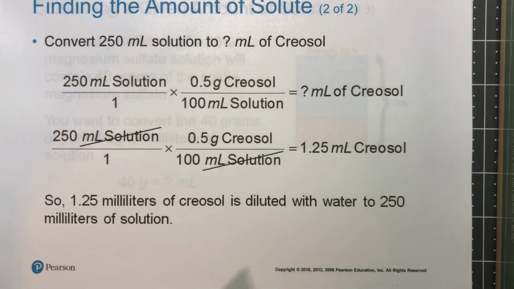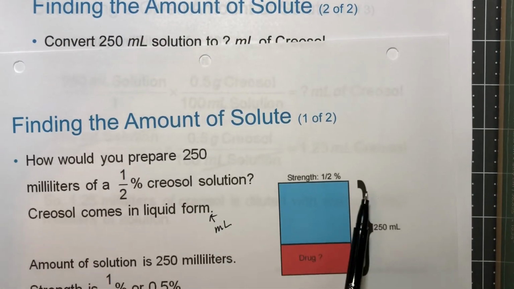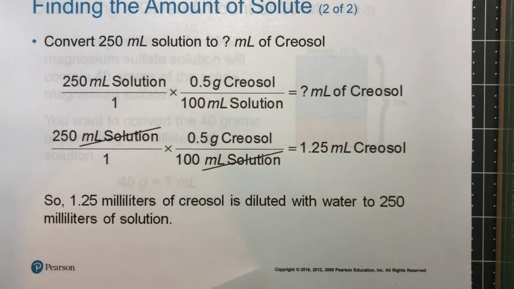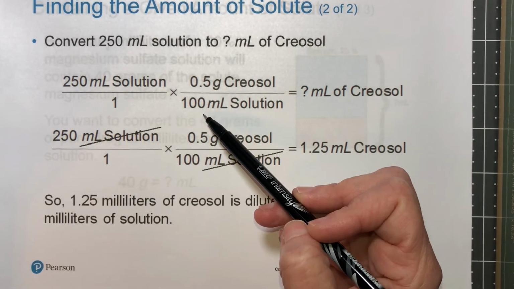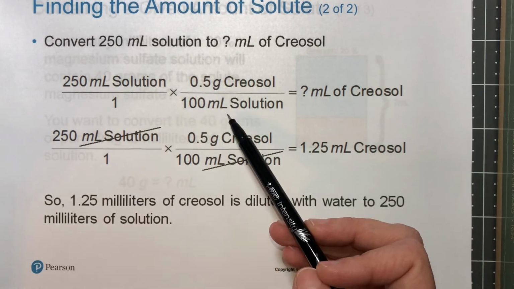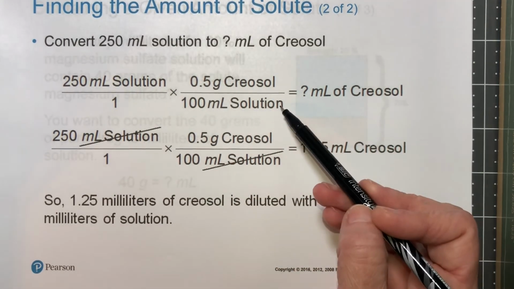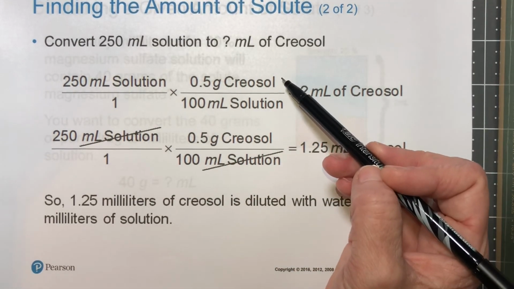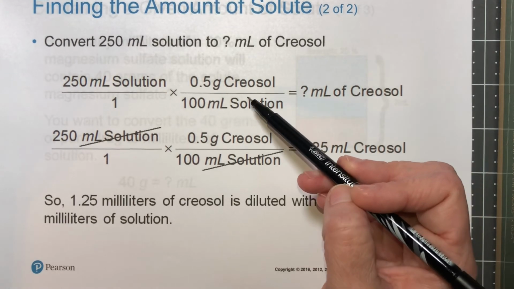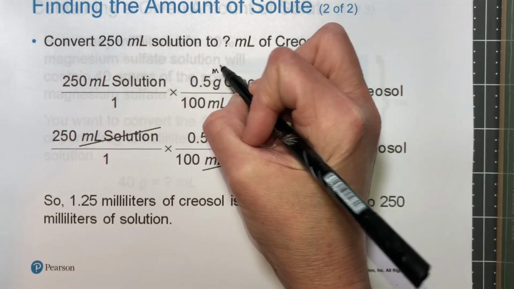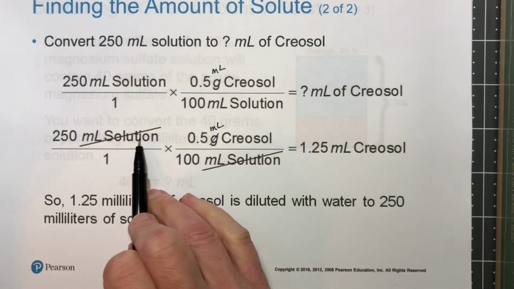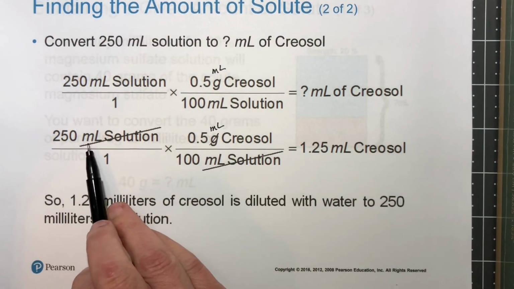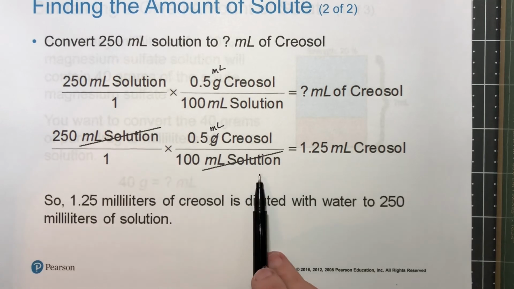We want to have 250 milliliters of the solution. And our strength is 0.5 over 100. We want to make sure that our milliliters cancel out. And notice they have solution and creosol written here. That's important because if these are both in milliliters, as this really should be since it says it's in liquids, then you want to make sure that you're canceling out not just milliliters, but also the solution part of it.